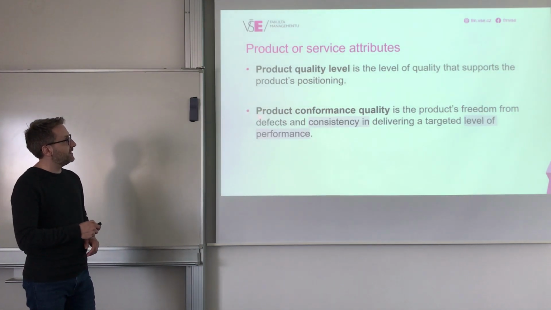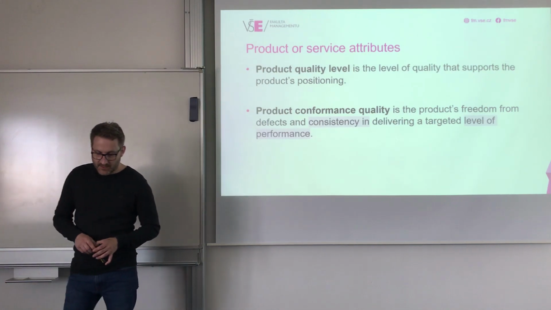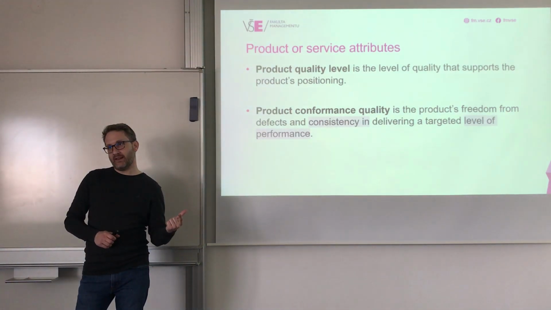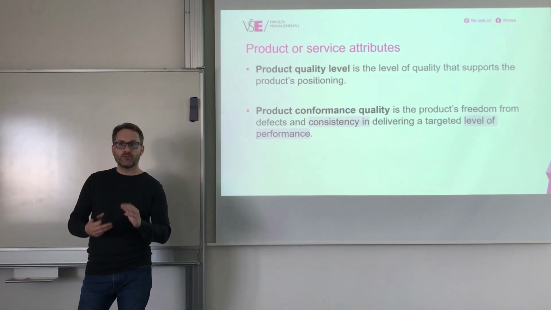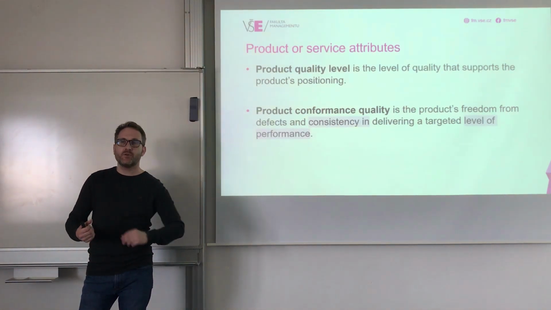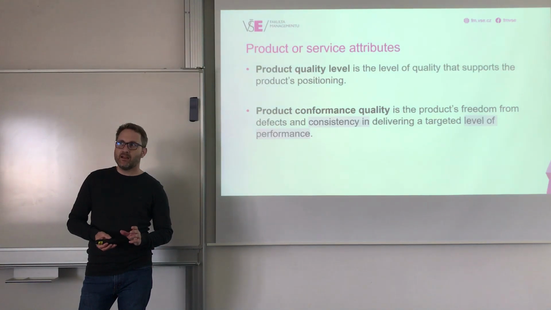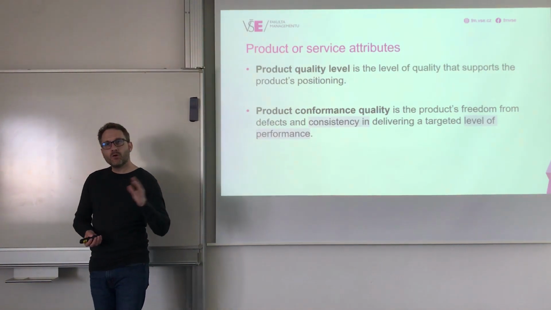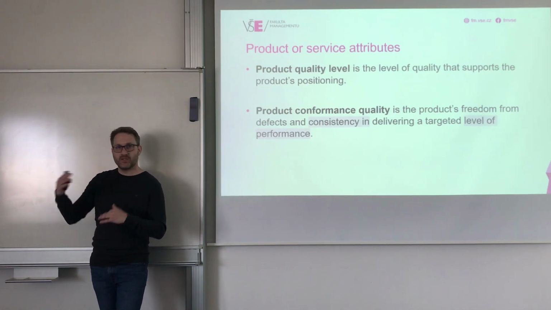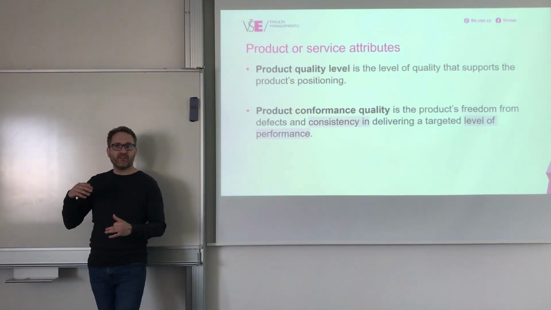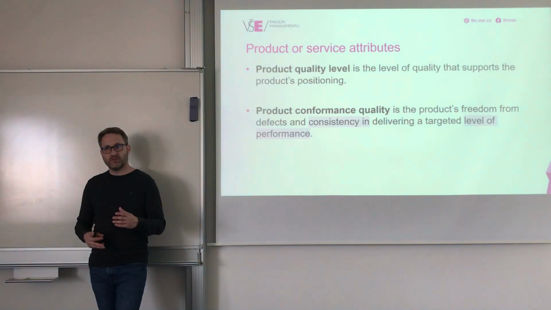The next thing is product conformance quality. There are two types of quality. The first one is the type of quality the consumer perceives. If I say Apple products, most of you can say, well, those are quality products. They are using great design, everything is easy to use, and so on.